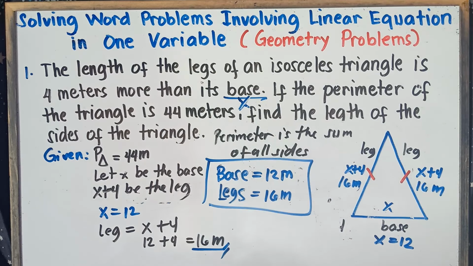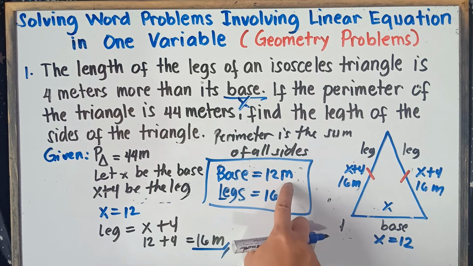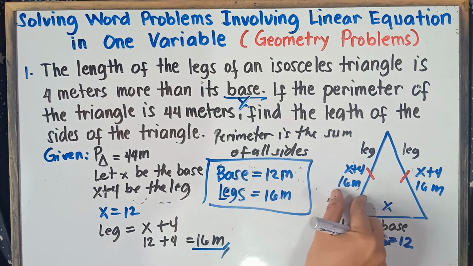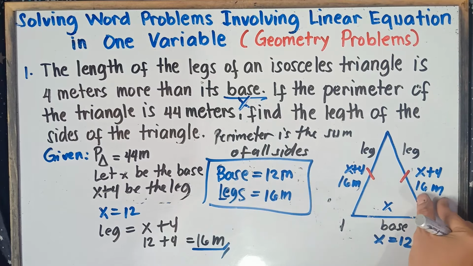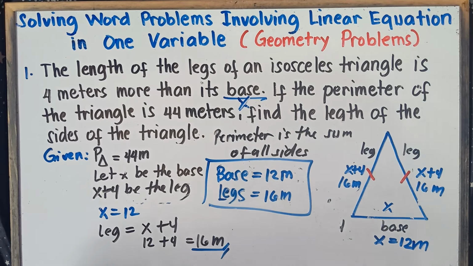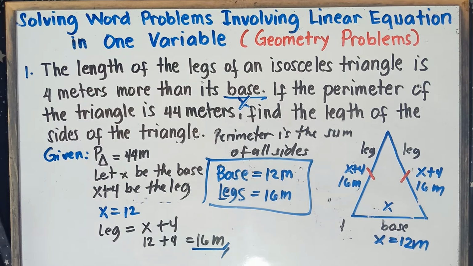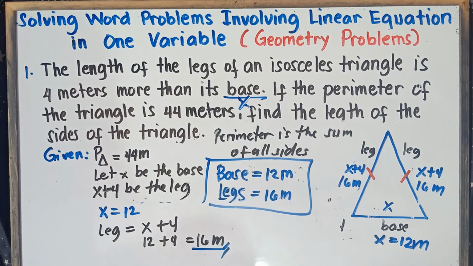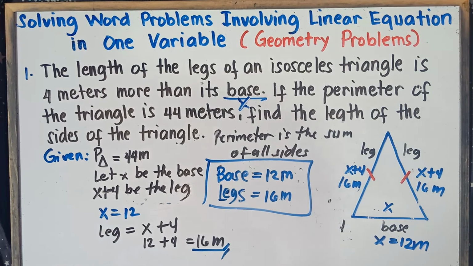Yup, all set, class. The base is 12, the legs would be 16 meters. Once again, class, we do have 2 legs. This is 16 meters, another 16 meters. And then for the base, that would be 12 meters. That's it, class. This is the answer with regards to example number 1. Alright, so let's proceed now to example number 2.